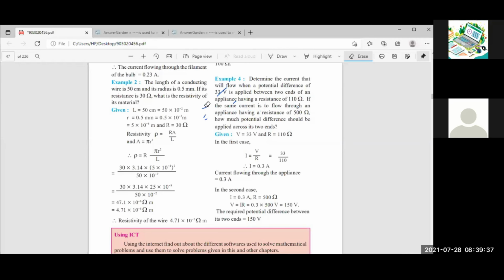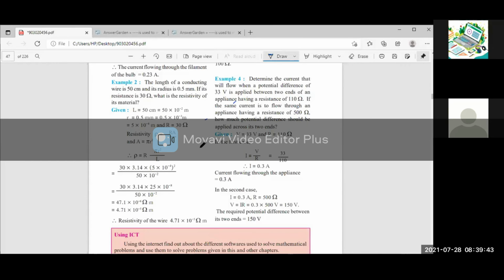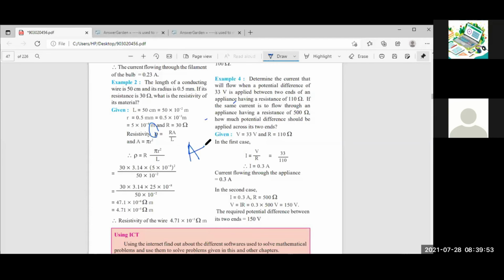So what is the formula for resistivity? Rho is equal to RA upon L. And the conducting wire is there, so we get the area of that wire like a circle, which is pi r square.